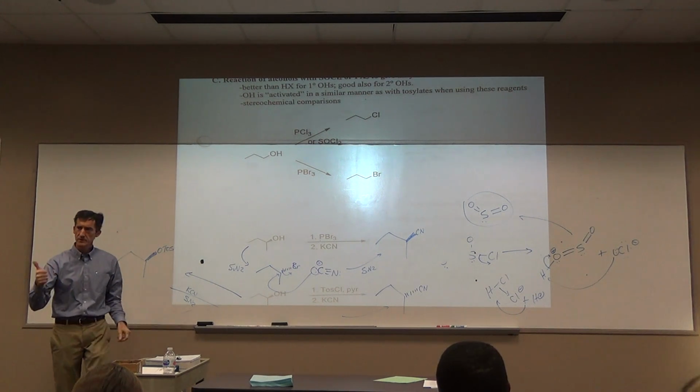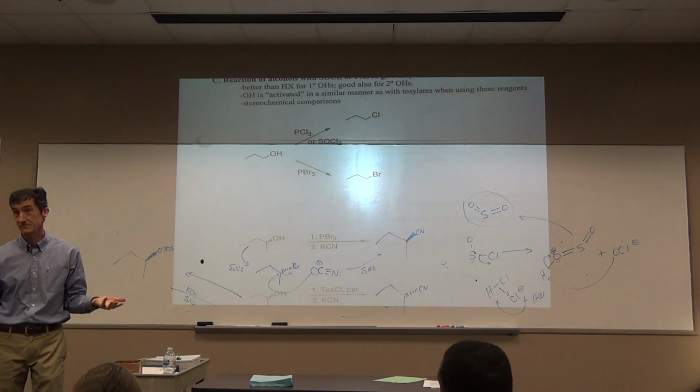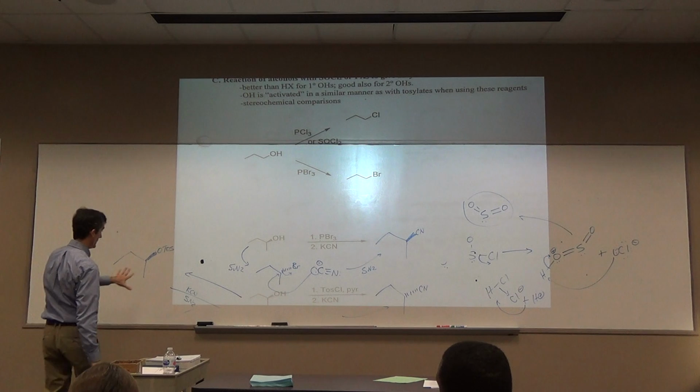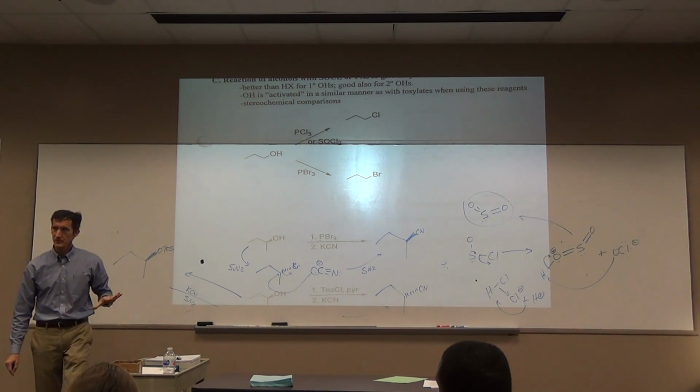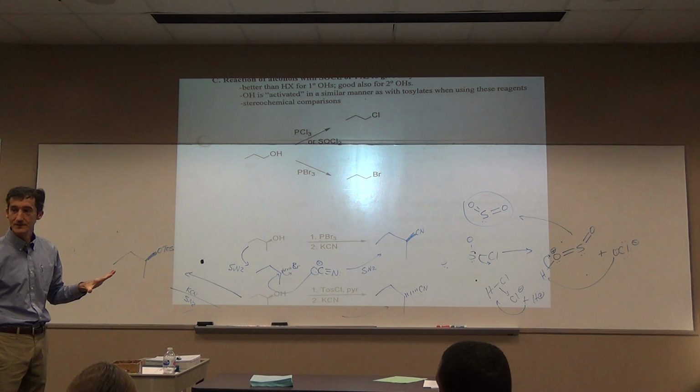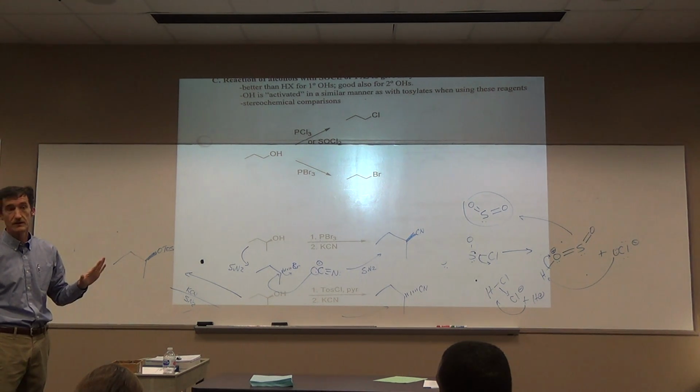How do you make OH a better leaving group? There's actually more than two ways. We say protonated, convert it to a tosylate. What's another way to make OH a better leaving group? No, that would make it a better nucleophile. How do you make OH a better leaving group?